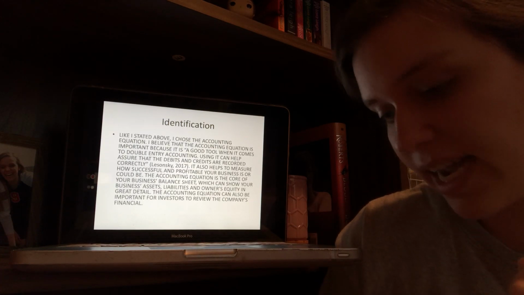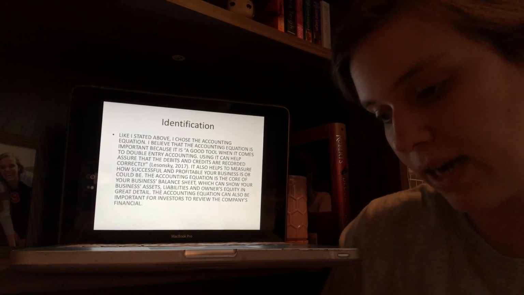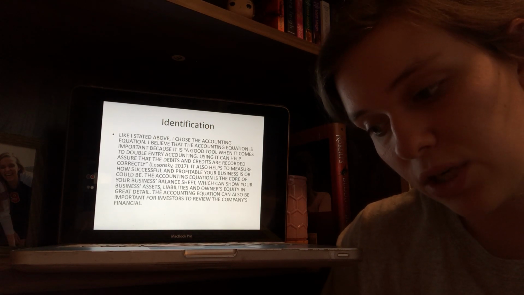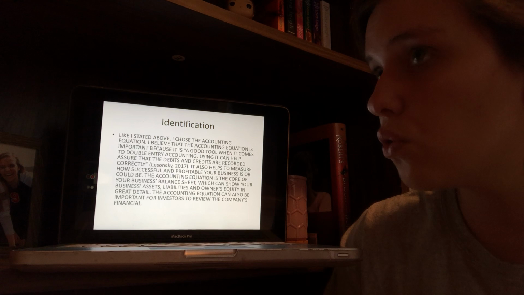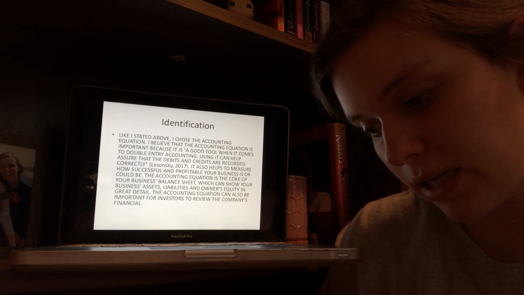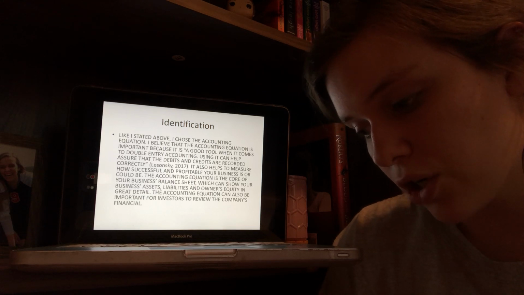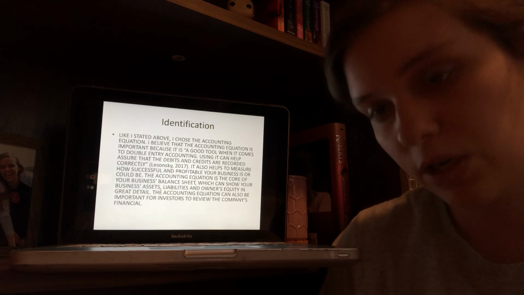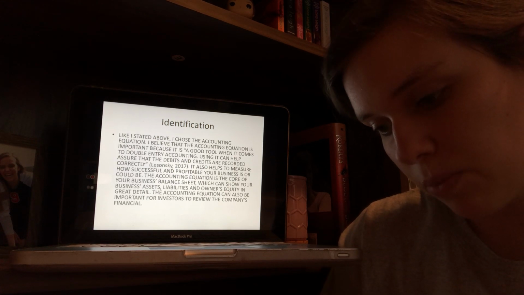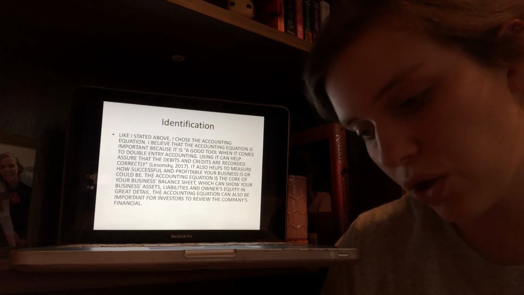And the identification, like I stated above, I chose the accounting equation. And I believe that the accounting equation is important because it is a good tool when it comes to double entry accounting, and using it can help assure that the debits and credits are recorded correctly. It also helps to measure how successful and profitable your business is or could potentially be.